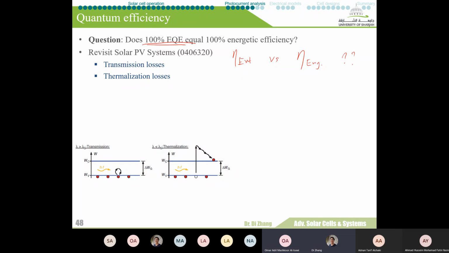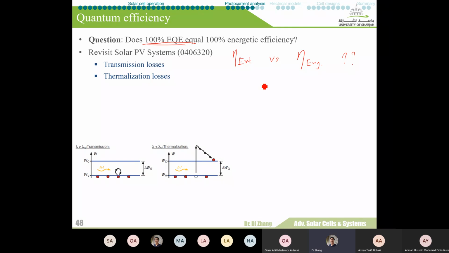Doctor, I think the external quantum efficiency is a kind of representation of the current. So we have other factors like the VOC, the open circuit voltage, and the fill factor. These will affect the overall efficiency, the actual efficiency. Exactly, so it's a kind of relationship between the two. Yeah, very good.